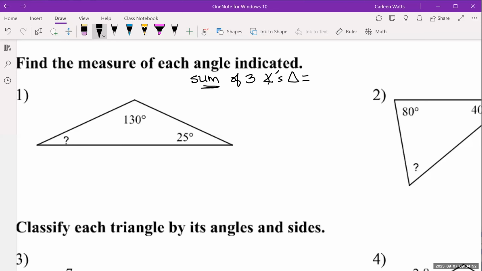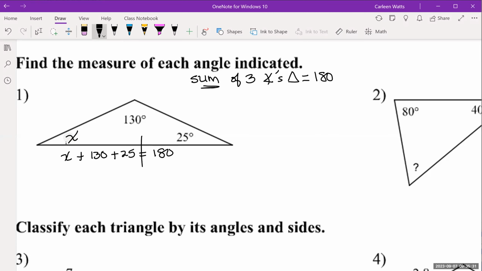The sum of the 3 angles of a triangle is equal to, does anyone remember? How much do I get if I add the 3 angles of a triangle? Now, I'm not saying how much is it if you add 2. If I add all 3, one of them is missing. 180. That is a theorem. So a missing number, if I don't know it, I'm going to call it x. X plus 130 plus 25, the sum of the 3 angles of a triangle is equal to 180.